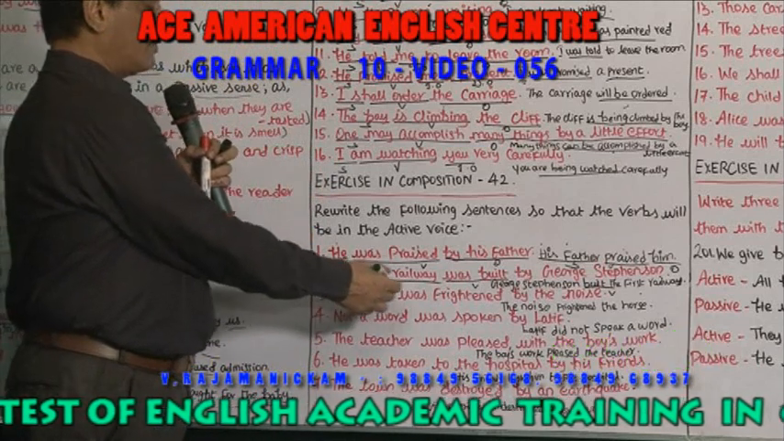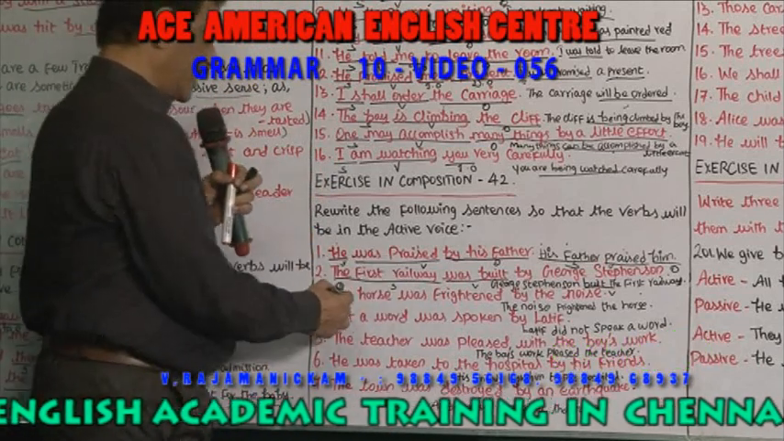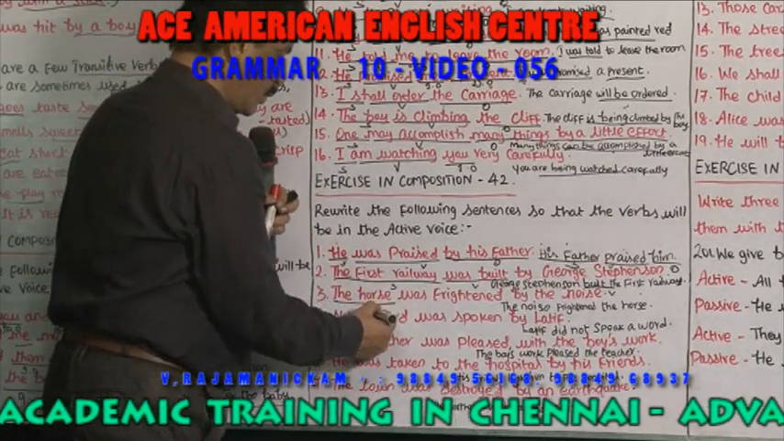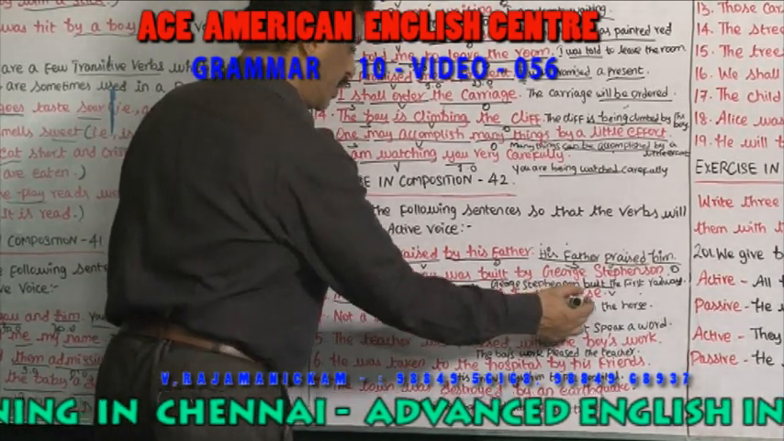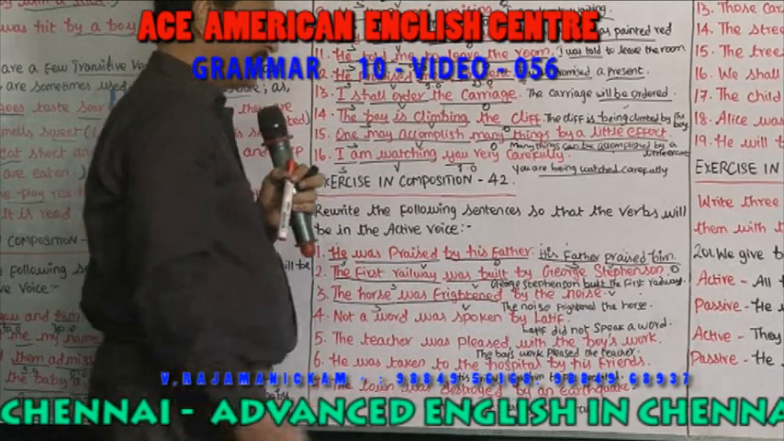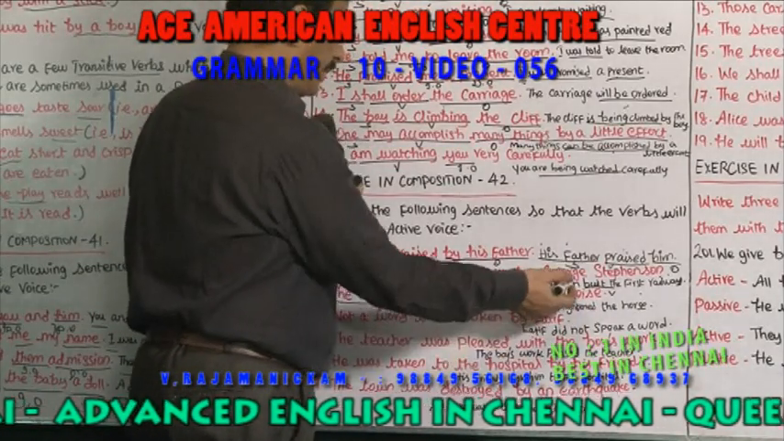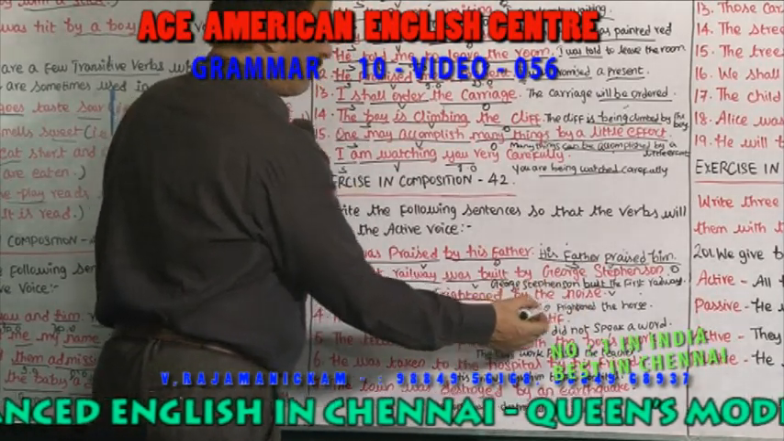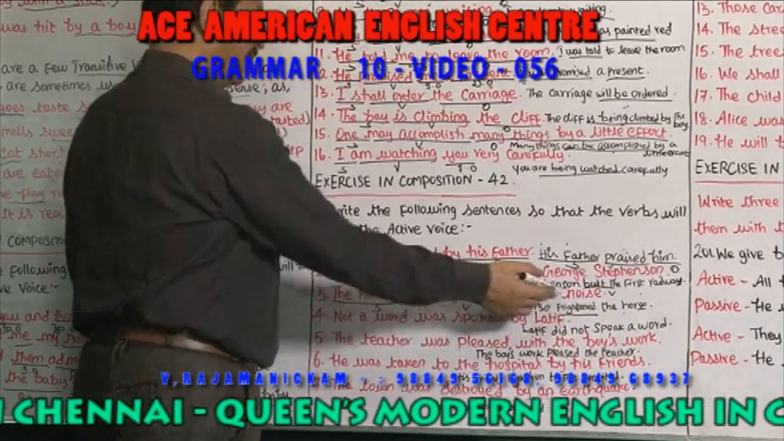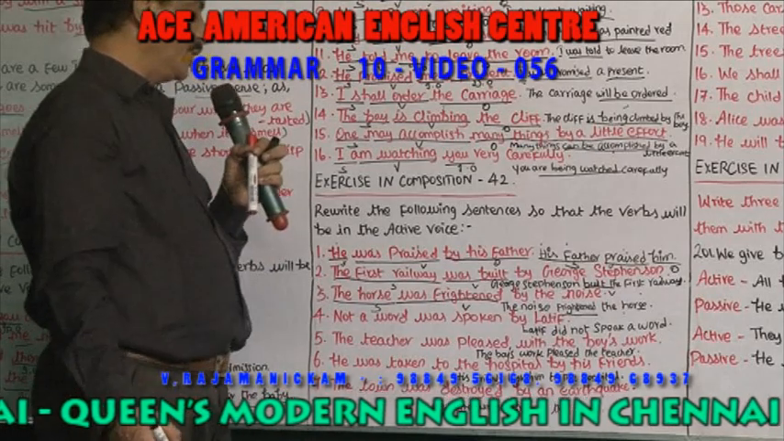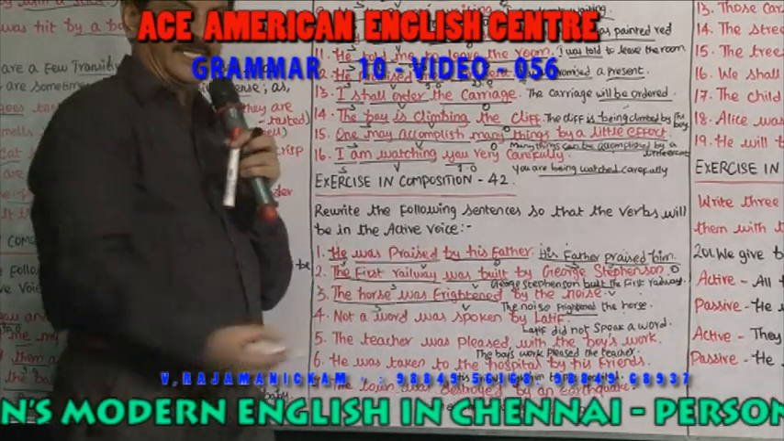The horse was frightened by the noise. The horse is the subject. Was frightened is the verb. By the noise, in passive voice, noise is the object. But in active voice, the noise frightened the horse. So frightened is the verb. Frightened changes into, in passive voice, was frightened.